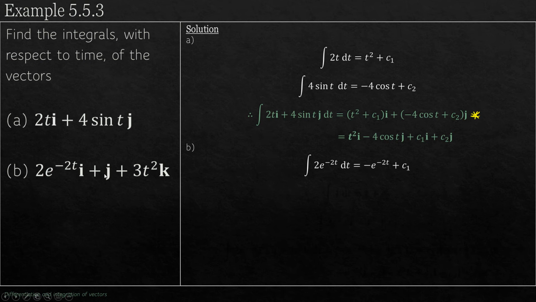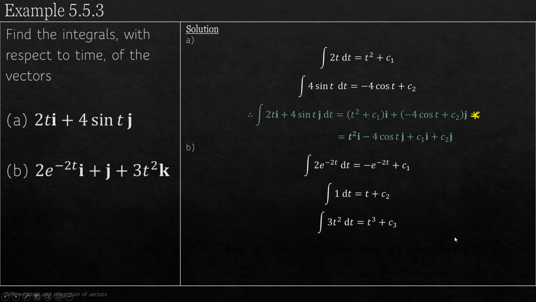The middle component is an invisible 1. Integrate 1 with respect to time and you get t. Remember our constant every single time. So this is a new C1. It's not the same C1 as part A. So I could have called it C3 and then C4 if I wanted to.